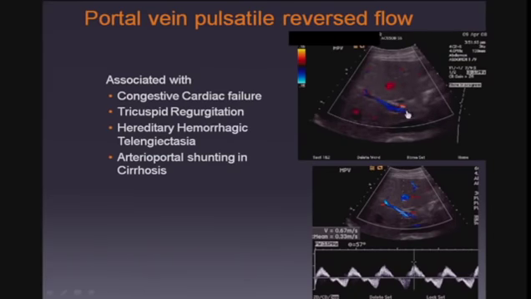The color Doppler image shows the portal vein flipping from red to blue to red with each cardiac pulsation, and this is a sign of congestive cardiac failure and tricuspid regurgitation. It can also be seen in abnormal flow states such as hereditary hemorrhagic telangiectasia due to high volume, or in arterial portal shunting in cirrhosis.